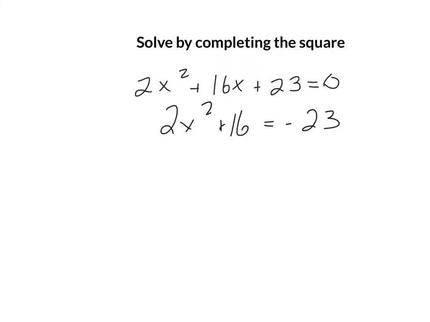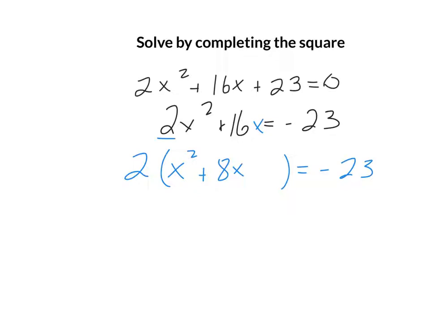My next step, I want to factor out my lead coefficient. In this case, it's a 2. So I'm going to factor out that 2, and I'll be left with x squared plus 8x in parentheses minus 23 on the other side. Forgot my x.